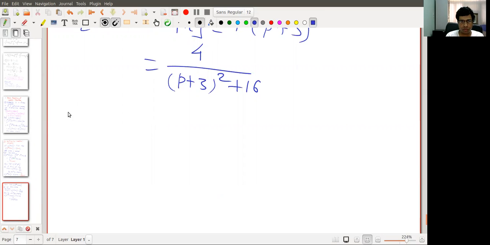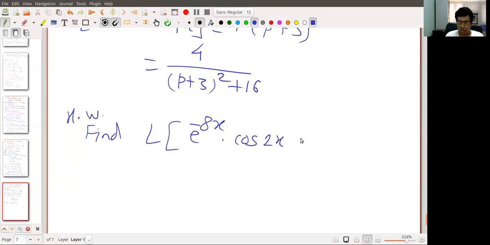Now homework is: find Laplace transform of e raised to minus 8x into cos of 2x. Okay, it is very similar to this.